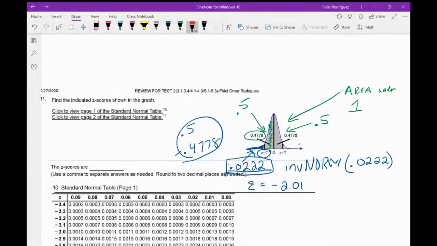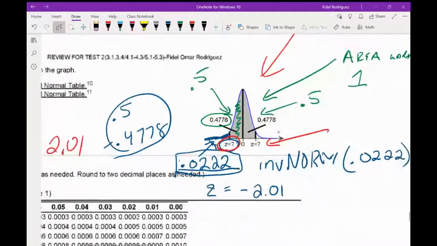Here on the problem, guys, it's asking me to find the z-scores, right? So it's asking me for two of them. Now, guys, this graph here happens to be symmetric. It's like a mirror, right? So if we know that this one here is a negative 2.01, then this one here is going to be a positive 2.01. And that's how we're able to find our z-scores.